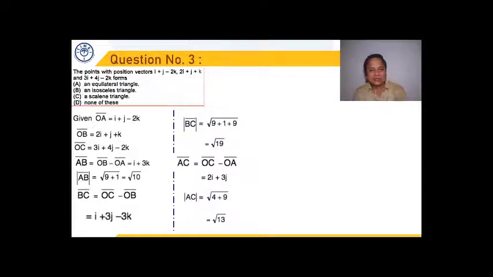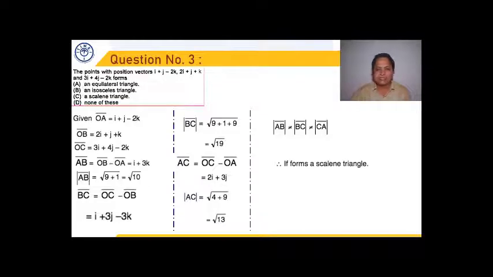All the three sides are of different magnitude. So we can safely say it's neither an equilateral nor an isosceles triangle. It's a scalene triangle. AB is not equal to BC, which is not equal to CA. So it forms a scalene triangle. So we mark our option as choice C. Answer comes out to be choice C, a scalene triangle.